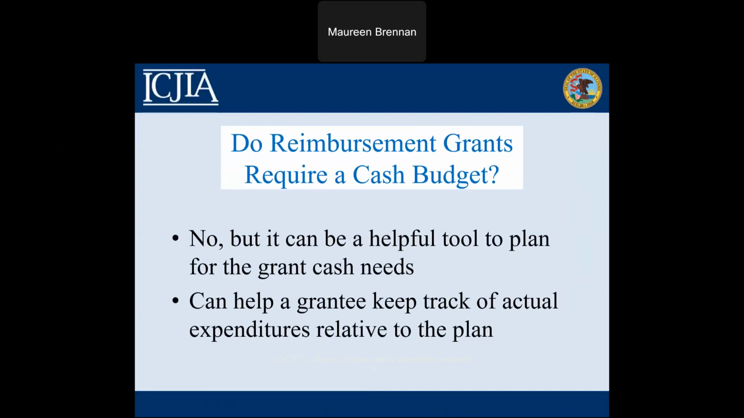But it also can help you keep track of your actual expenditures relative to what those projected expenses were. So you can do a little analysis of how your spending is going. Are you on track to spend out the whole award? Are there lapsing funds? Are you spending too quickly? So it can be a valuable tool, even if it's not necessary for the authority purposes.